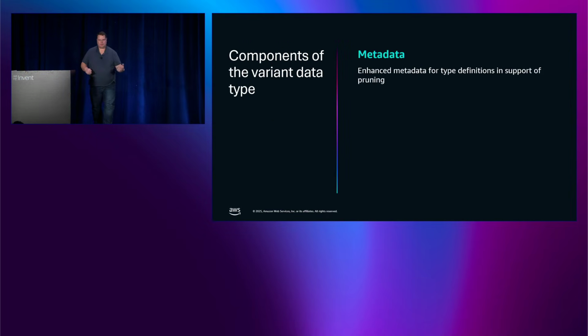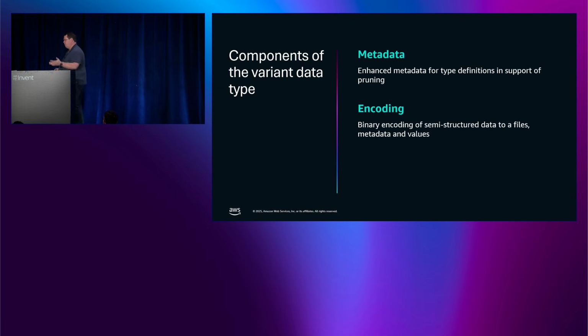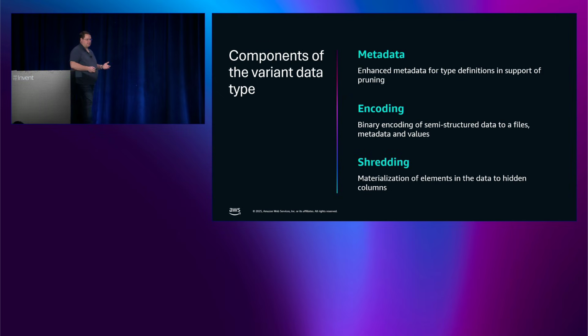So in terms of components in the variant spec for V3, there are 3 different components. There's a metadata component. This is used to support things like file pruning. There's an encoding, where you're taking values out of the variant data set and putting a data type on those. And the last component is shredding. Shredding is basically taking elements out of the variant data set and materializing those as hidden columns. We'll talk a bit more about shredding in a moment.